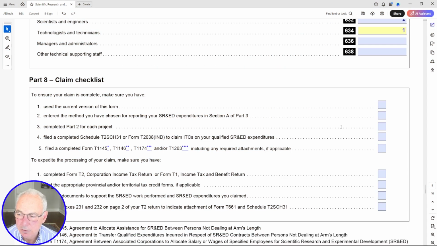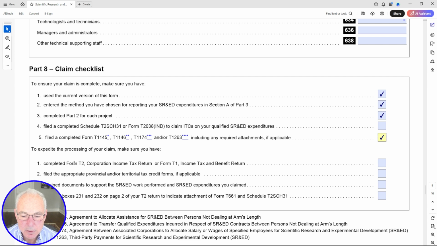This is a checklist of the things that are important and you must have as part of your SR&ED claim. So do we use the current version of this form? This is the entered method. We used the proxy method. We did a part 2 for each of the projects. We only have one project. Over here, it's important to realize that we need to complete Schedule 31, which we will get to in just a moment. So we'll leave that blank for now. And do we need to complete any of these forms? But for us, we didn't have to, so we'll check that as done.